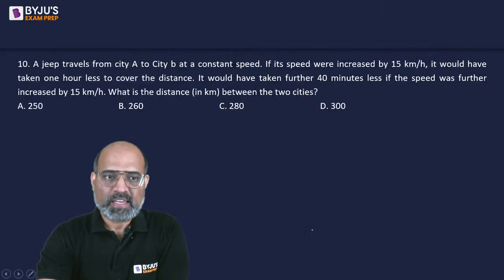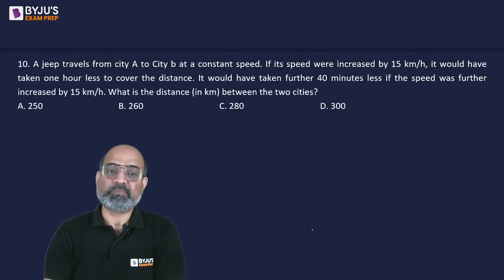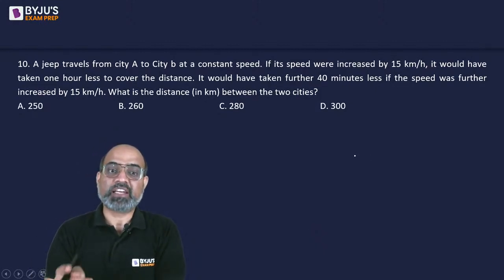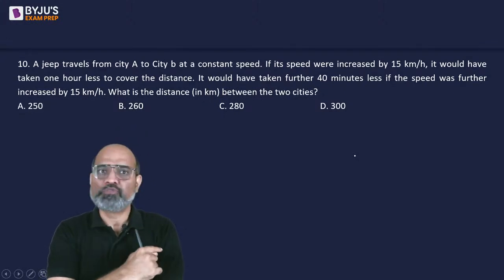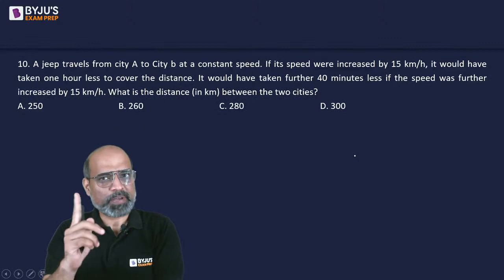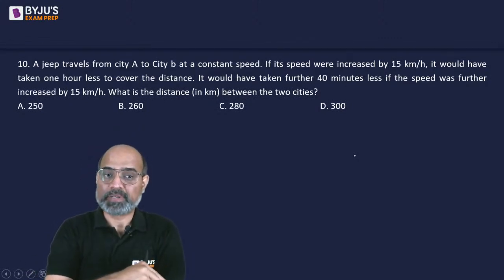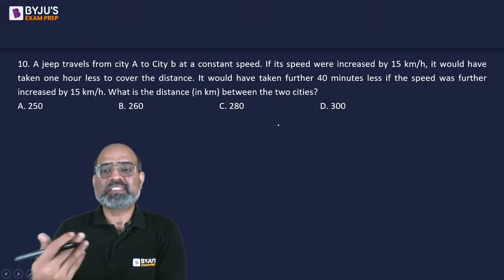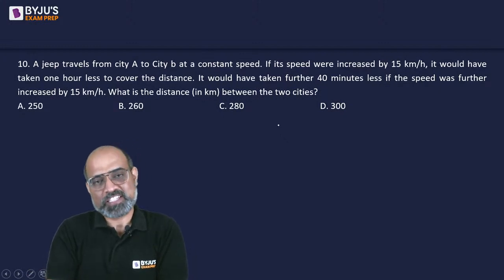Okay, next question. A jeep travels from city A to city B at a constant speed. If its speed were increased by 15 km per hour, it would have taken 1 hour less to cover the distance. I believe this question is same as वो volume वाला, जहाँ पे while it was trying to fill up and while trying to empty up, right? It would have taken further 40 minutes less if the speed was further increased by 15 km per hour. What is the distance between the two cities?